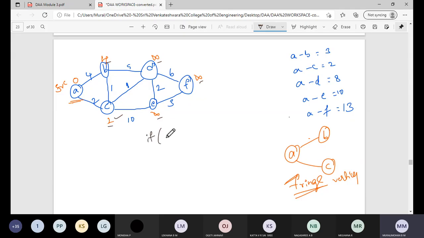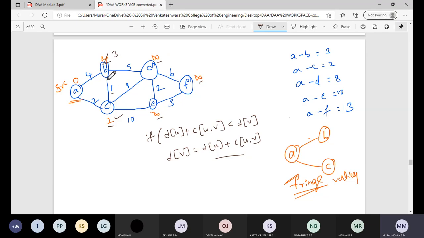That is, if D of U plus C of U comma V is less than D of V, then what we will do? Then D of V is equal to D of U plus C of U comma V, right? So like this we will update that. So here when I want to update this B, I will take this D of U, that is 2, plus C of U comma V is 1. So 2 plus 1, 3. So 3 is less than 4, right? So yes, true means I will update this. So I am updating this to 3.